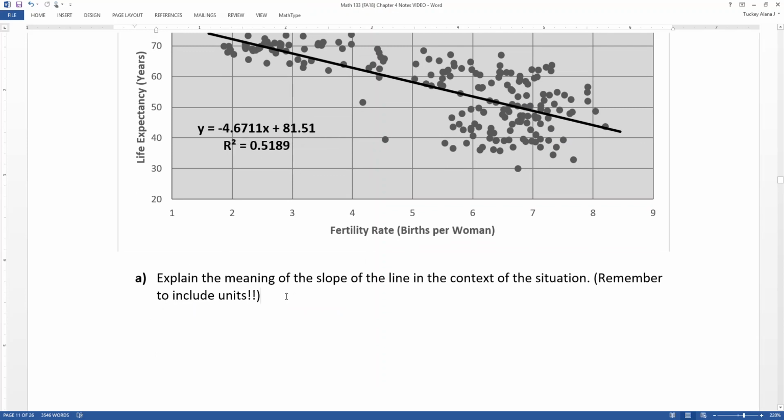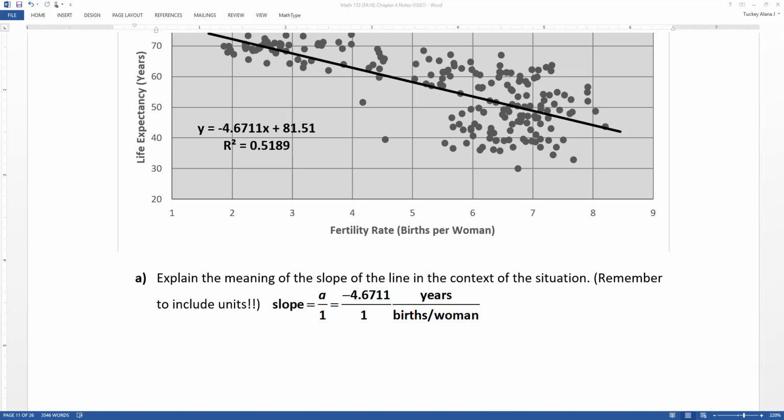The slope is negative 4.6711. The slope is always multiplied by the x value. So for my purposes, I think it's best to write the 1 in the denominator because it helps to remind us that we have to explain this ratio. And it's super helpful to put the units in. So the unit for the y variable was years, and the unit for the x variable was births per woman. And that helps remind us what we're talking about.